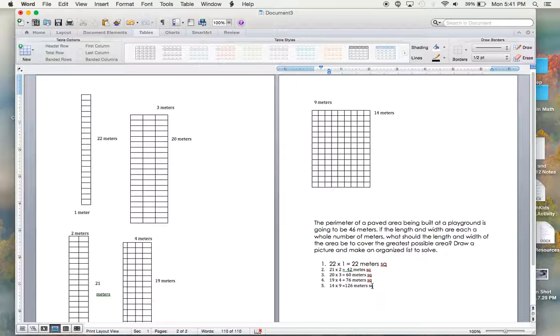And you're looking here to see which one of these has the greatest area. And that would determine your answer. So I hope that helps a little bit. And if not, we can chat tomorrow.